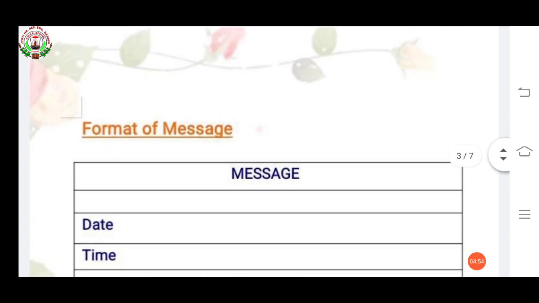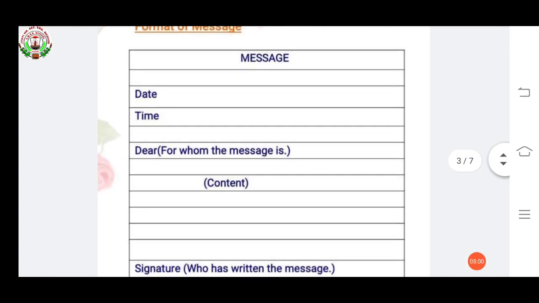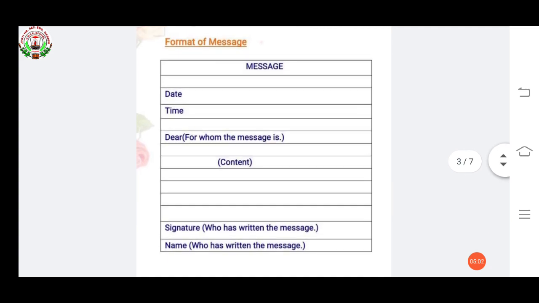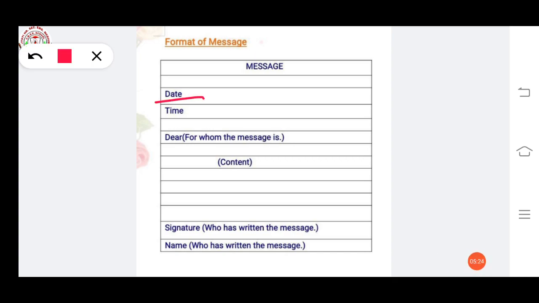Now see the format of message. This is the format. At the center top, write message in capital letters. Remember this, in capital letters only you have to write message, at the center top. After that, date, then time, then salutation, dear daddy, dear father, dear brother, whatever it is.